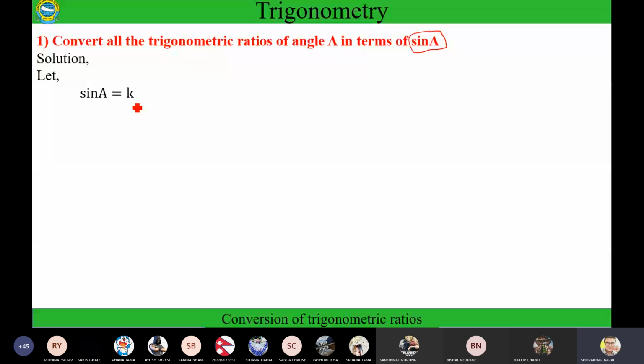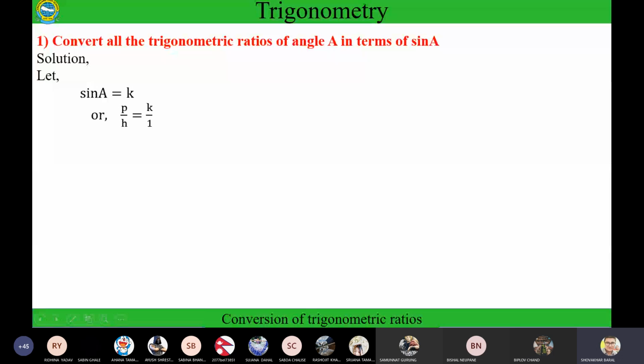I suggest you not to suppose P, B, and H because you may get confused with the Pythagoras relation that we will be using here. So let's suppose sin A is equal to K. Okay, so we know the PBH relation for sin A. Biplab, tell me the formula in terms of PBH for sin A. Sir, P by H. Very good.